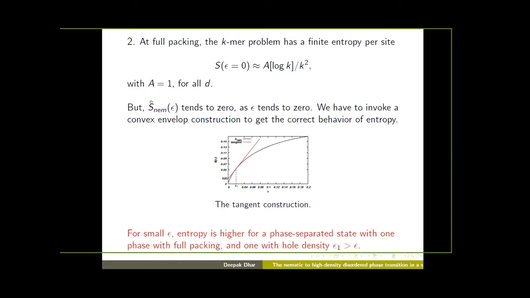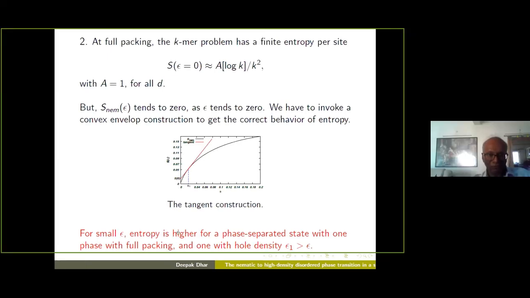And so here there is an S of epsilon curve, which is S nematic. And this one is the finite entropy at epsilon equal to 0. And then there is a tangent construction, which is a convex envelope construction, which supersedes the nematic. And so for small epsilon, the entropy is higher for a phase separated state. So suppose the density of holes is somewhere here in this interval. Then it is better for the system to phase separate into one region which has no holes and one region which has a density epsilon 1. And then you get a higher entropy, which is the tangent curve and not the black curve.